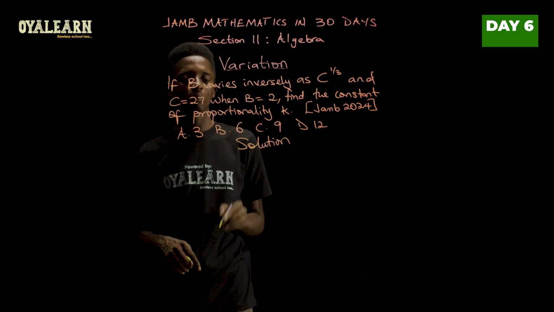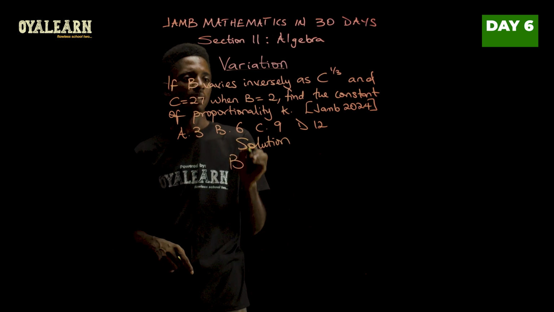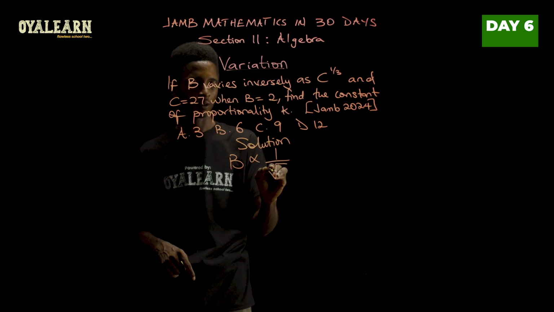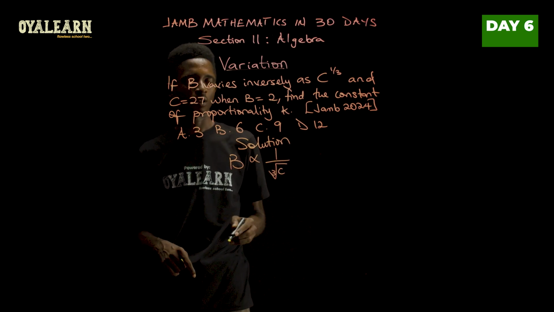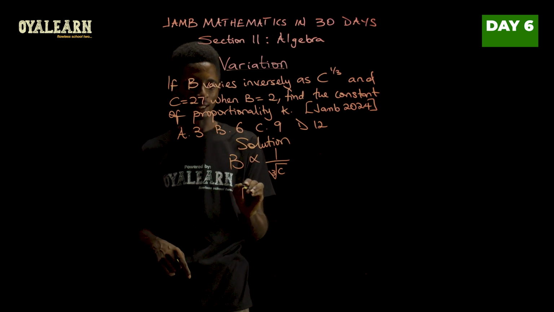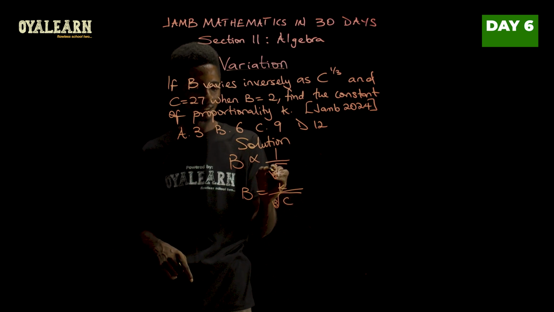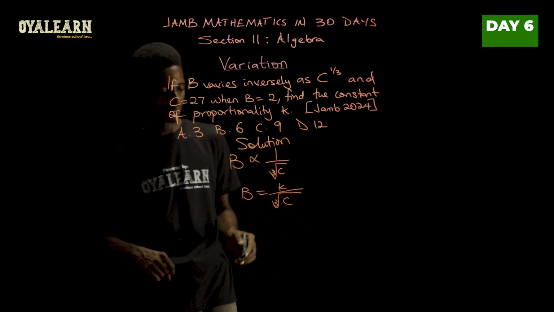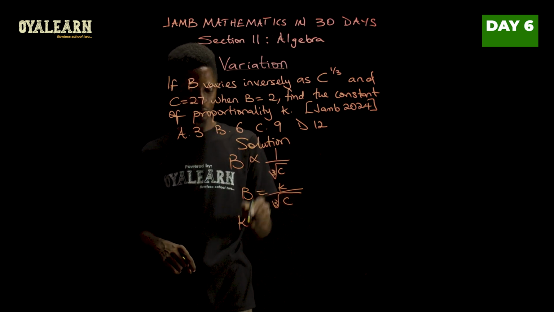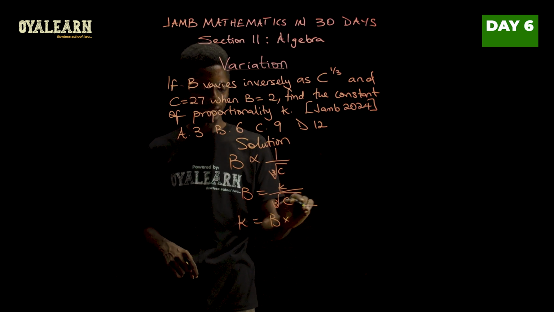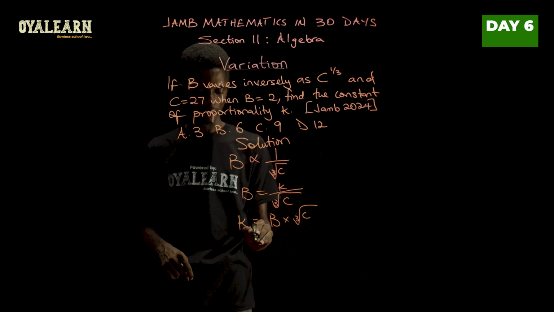So, the solution will be that B varies inversely as cube root of C, right? So, we can then say B equals K over cube root of C. Now, note that the 3 is written in the root here. So, cube root of C. So, the constant of proportionality K would then be B multiplied by the cube root of C.